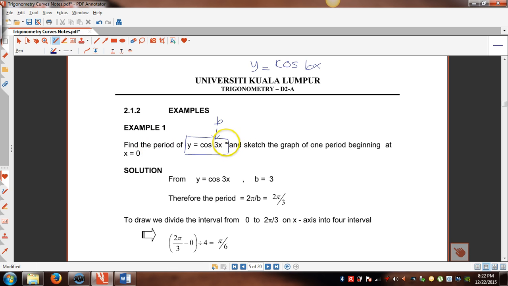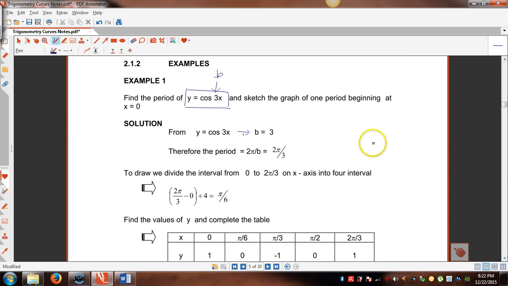Then sketch the graph of one period beginning at x equals 0. First of all, we have to find the period. Solution: we have y equals cos 3x, so b equals 3. Therefore, using 2 pi over b, we get the period 2 pi over 3. To draw the curve, we can divide the interval from 0 to 2 pi over 3 into 4 intervals. So this is your period.